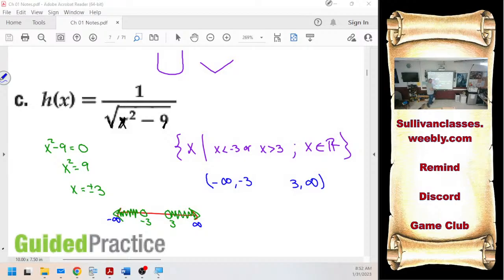I heard both. Which is it? Bracket equals, parenthesis doesn't equal. Open circle means parenthesis. And the or of set land is union. Either one of those is acceptable. But it all boils down to those commandments of domain.